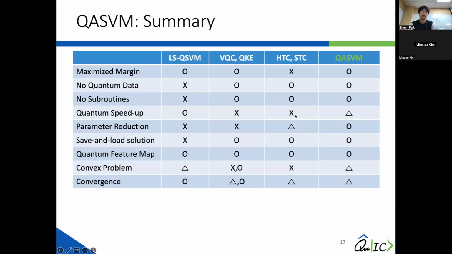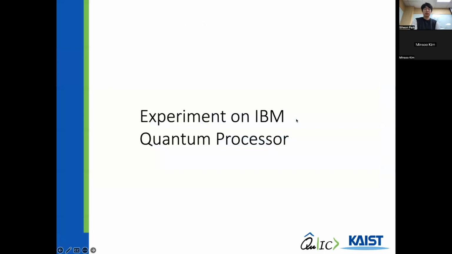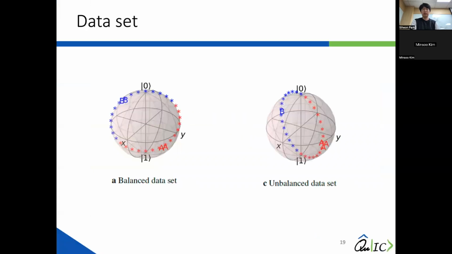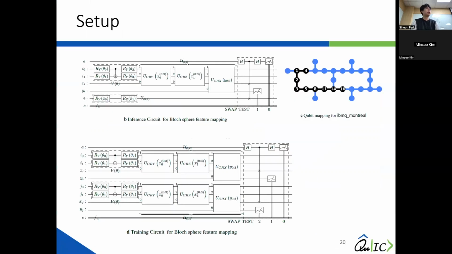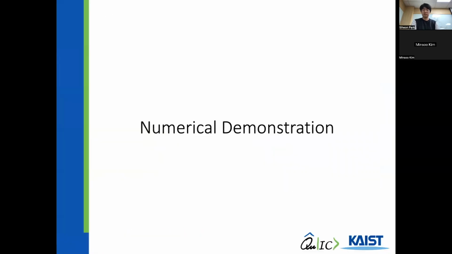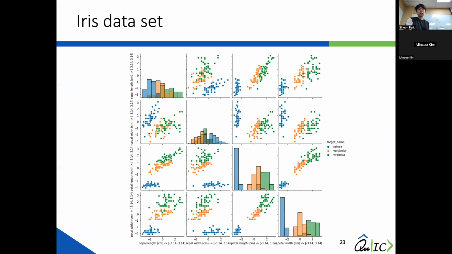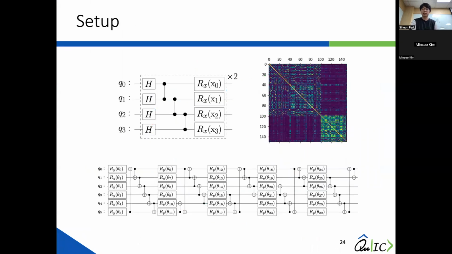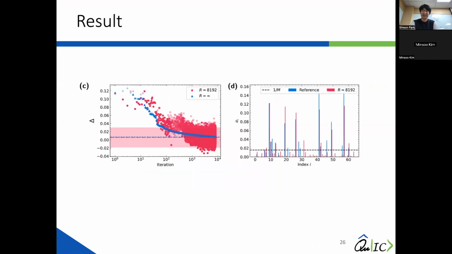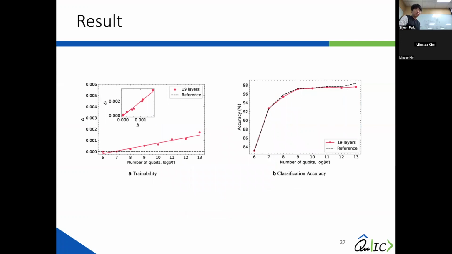So this is a summary, but we can skip it. I ran this on IBM Q machines as a proof of concept, which I think I can skip. And for numerical demonstration, I used the Iris data set. I think I can skip that too. But the bottom line is that, do you guys know something called barren plateau?